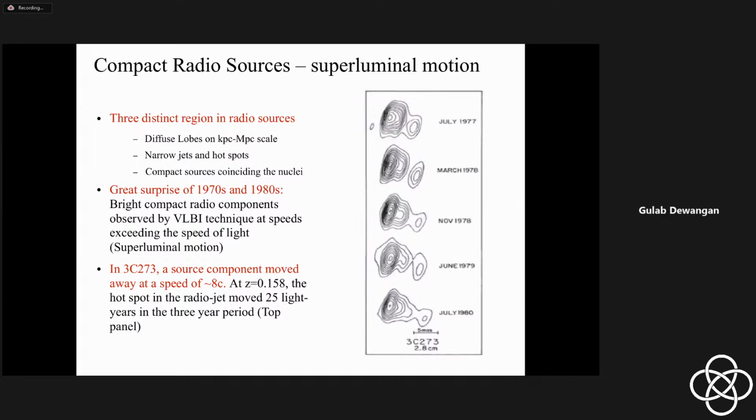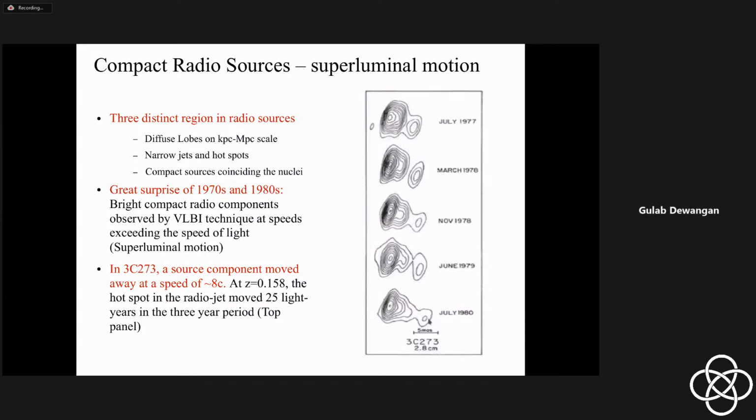When people monitor these compact nuclei in some of the radio galaxies, they found that the structure is changing with time. For example, here is the radio observation of the quasar 3C273 at 2.8 centimeter. You see this structure: this is the nucleus and some other structure, some kind of a blob getting ejected from it. In 1977, you see the separation between these two. In 1978, the blob has moved a little further. In November 1978, this blob has moved even further. Another blob is getting ejected, and so on.